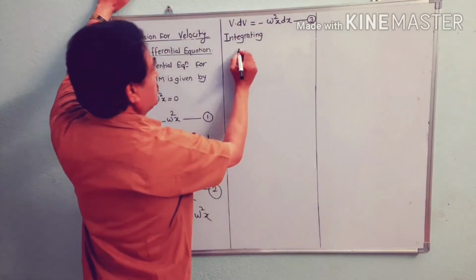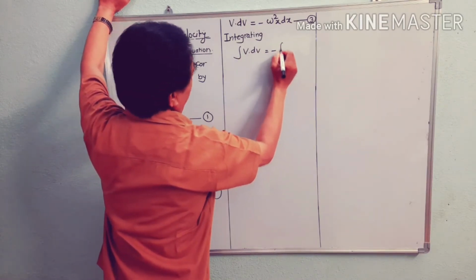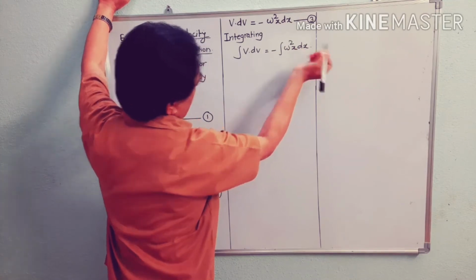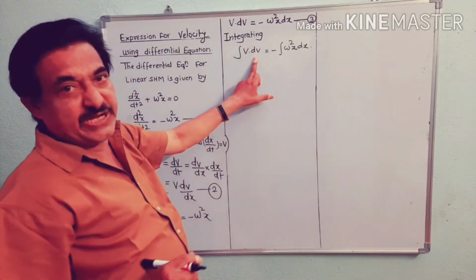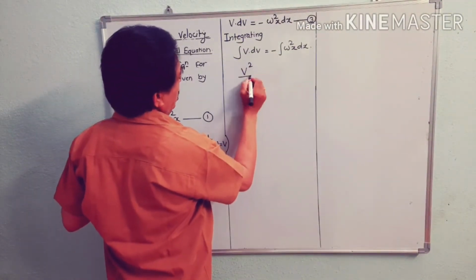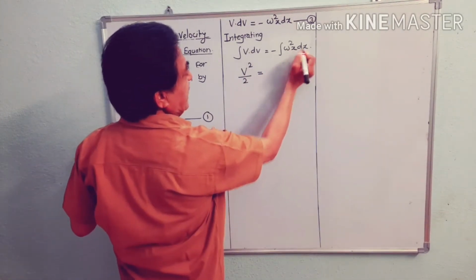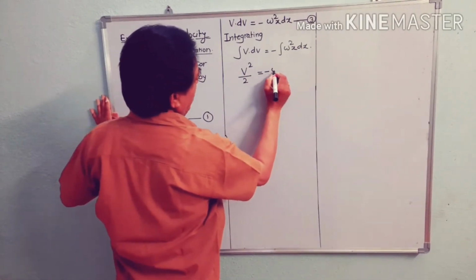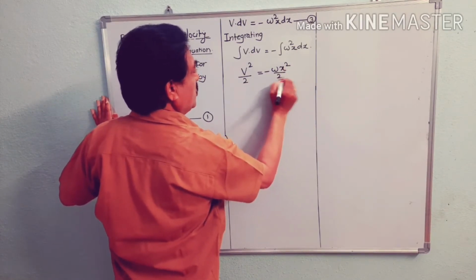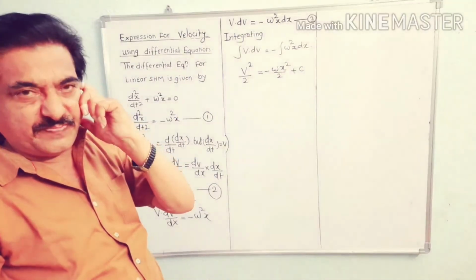Integrating both sides. Integration of v dv is equal to minus integration of omega square x dx. Integration of v dv is v square upon 2, so v square upon 2 is equal to minus omega square x dx. Omega square is constant, so as it is. Integration of x dx is x square upon 2 plus c, where c is the constant of integration.